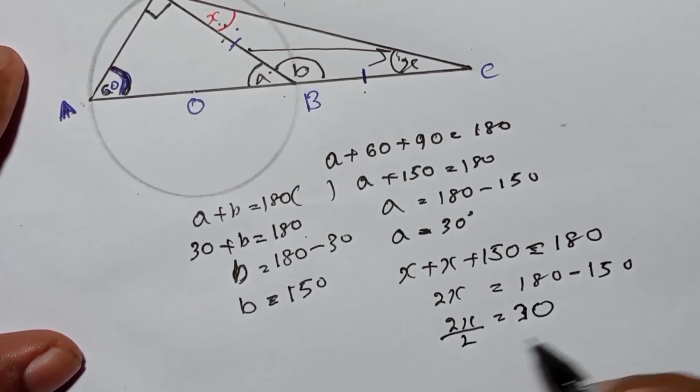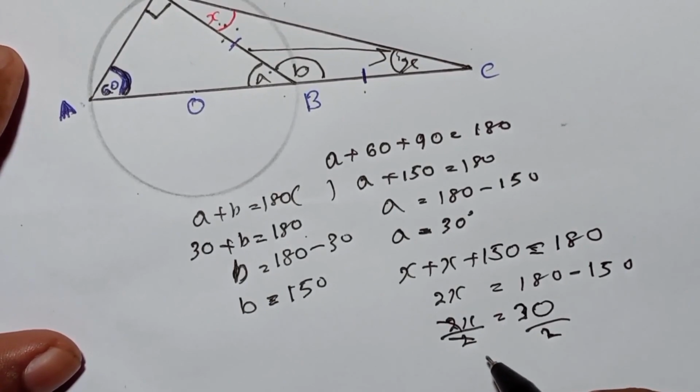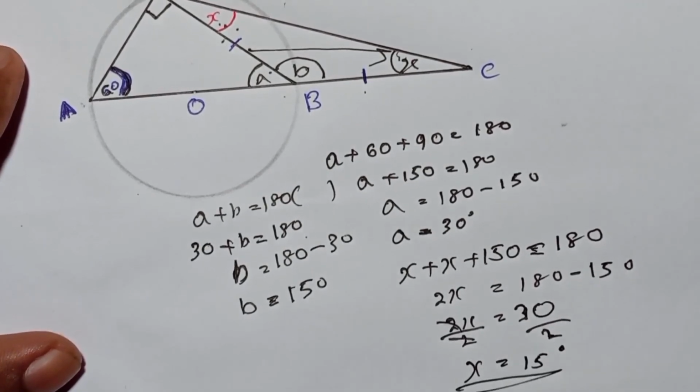Then divide both sides by 2. So here x will be 30 divided by 2, which means 15. So x will be 15 degrees.